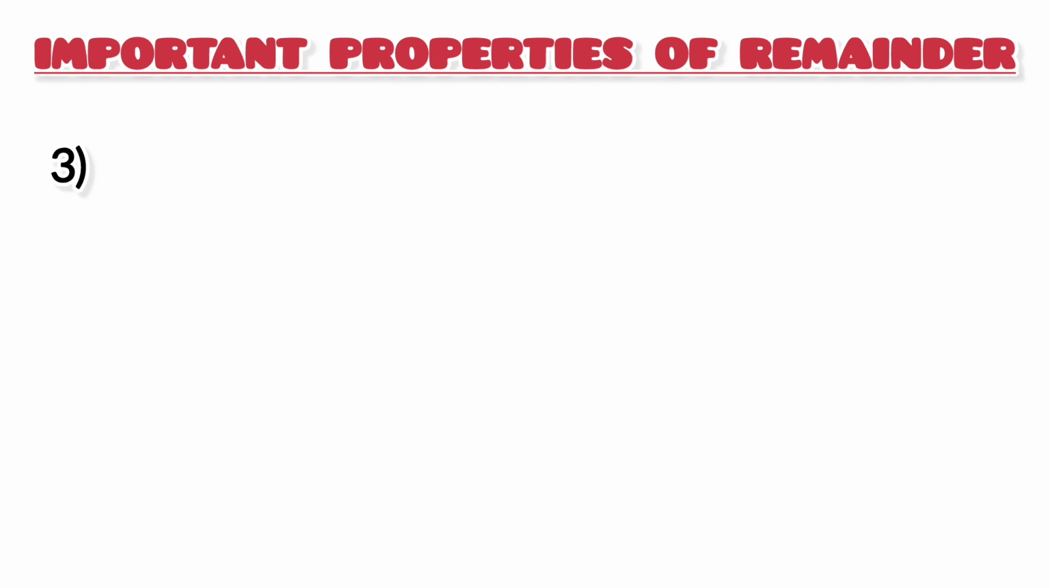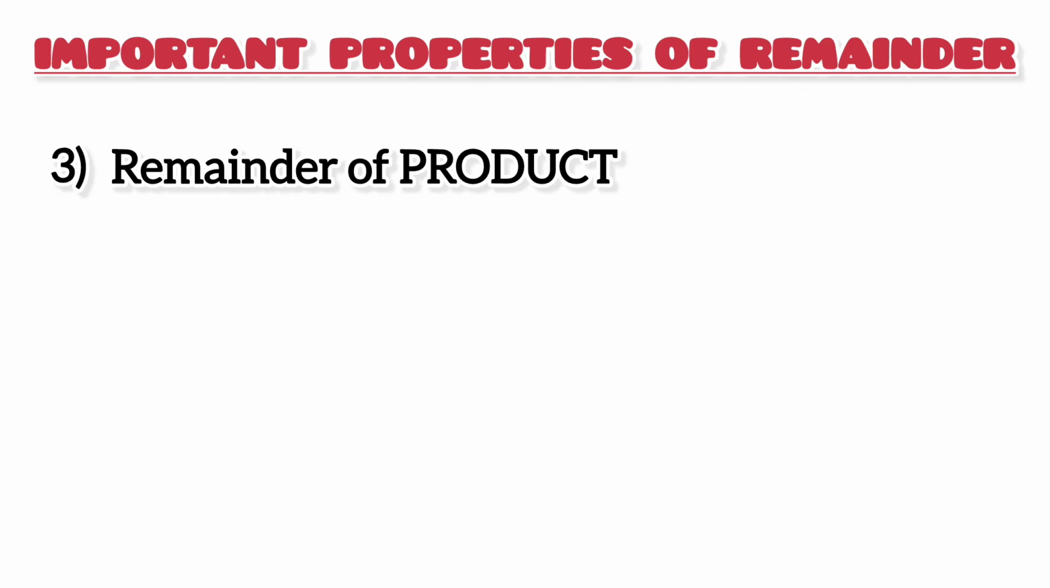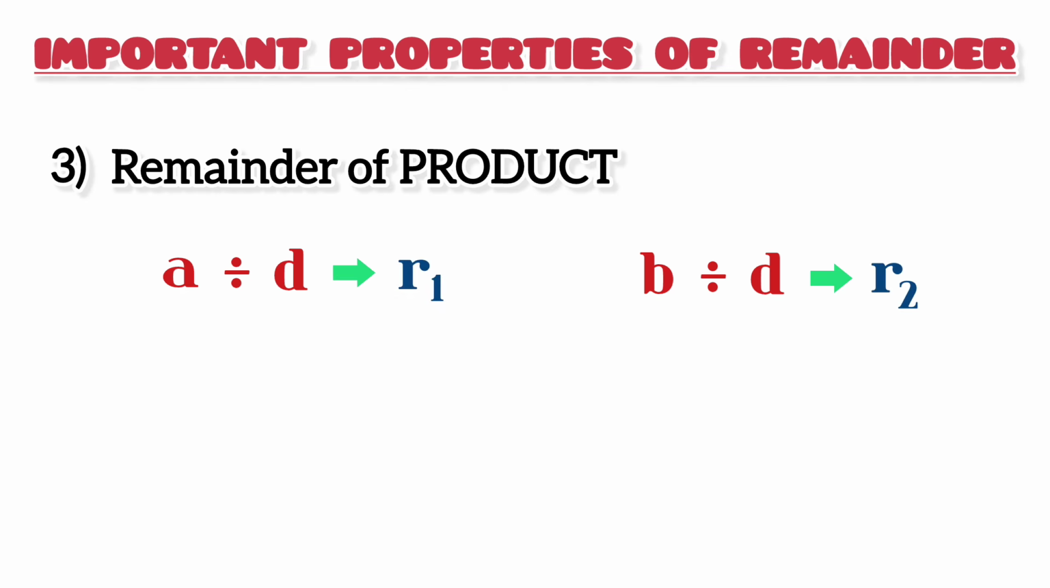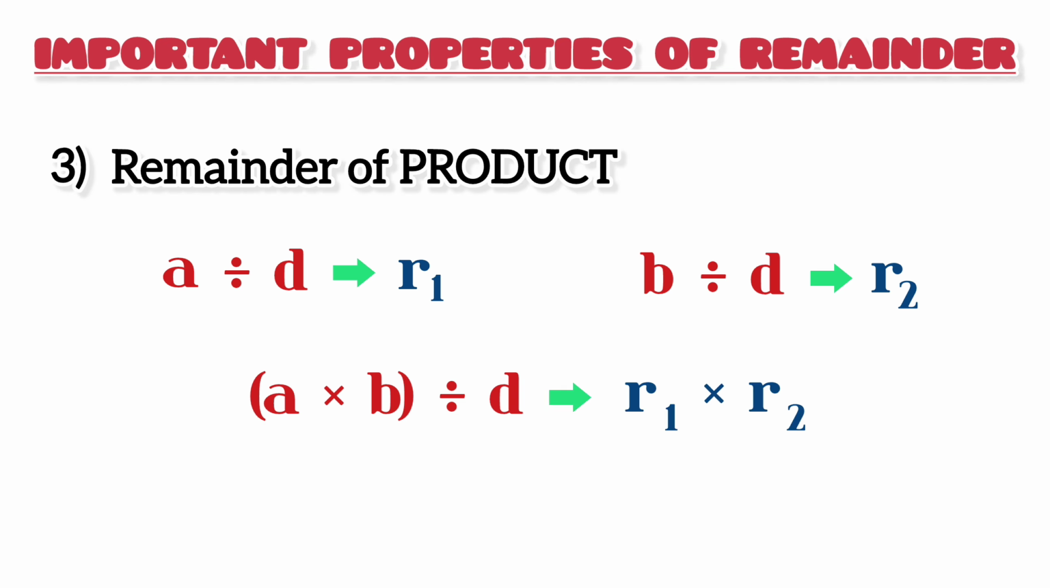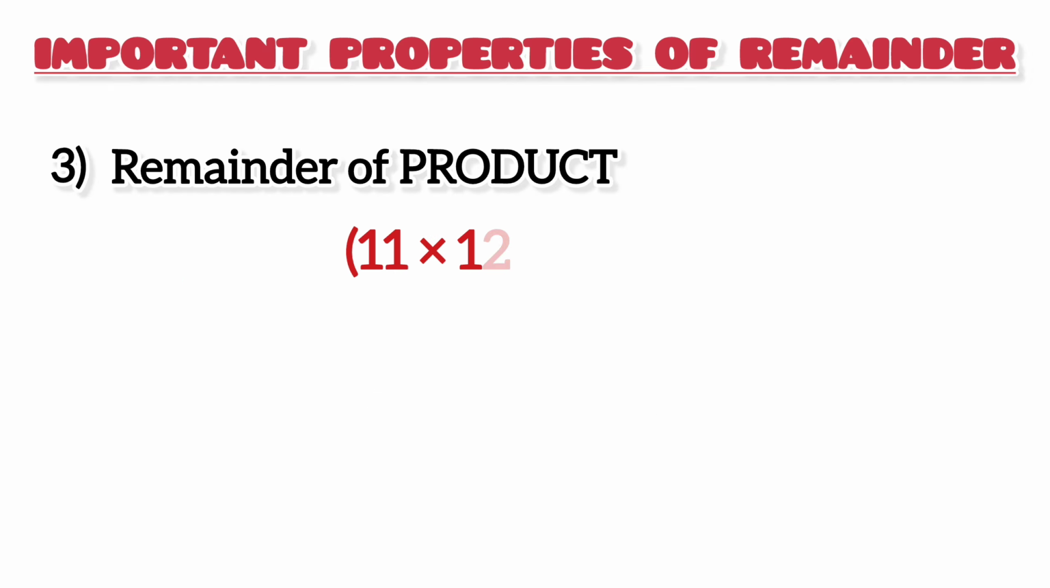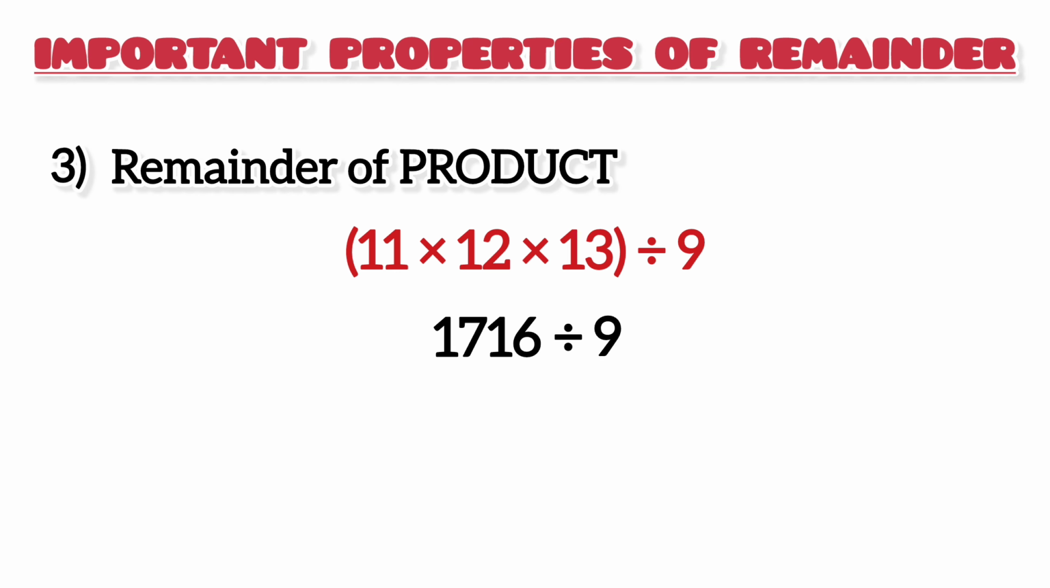The third important property is the remainder of a product. If two numbers a and b are divided by d and leave the remainders r1 and r2, then a multiplied by b when divided by d leaves the remainder r1 into r2. Understand it with a simple question. Remainder of 11 into 12 into 13 when divided by 9. So this multiplication is 1716. When divided by 9, it leaves the remainder 6.